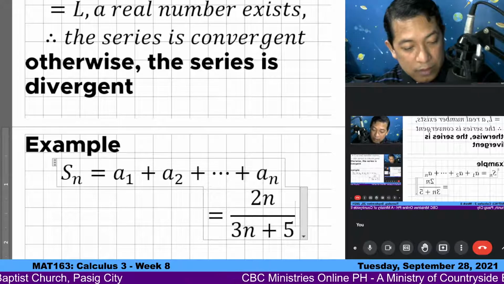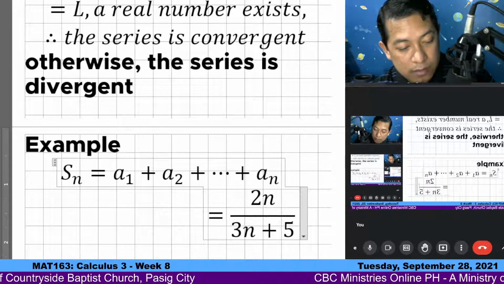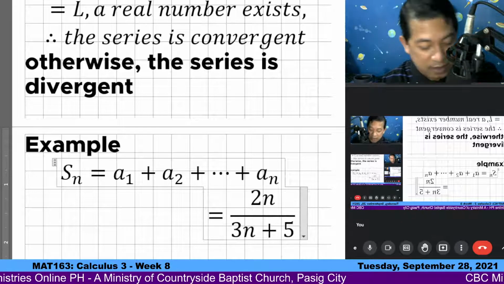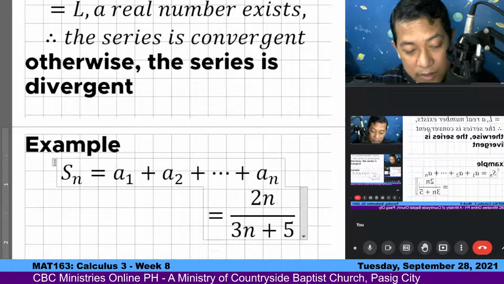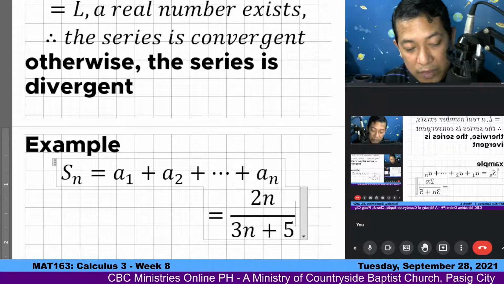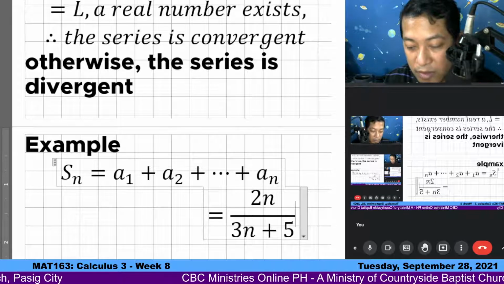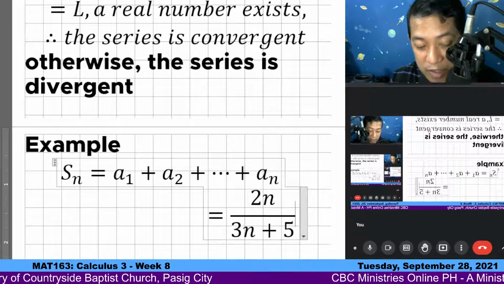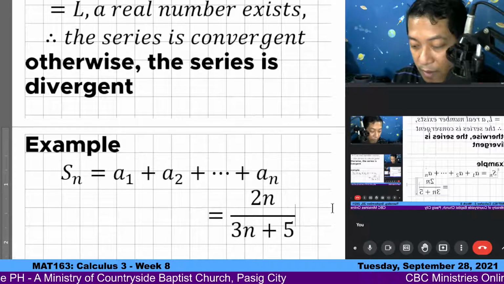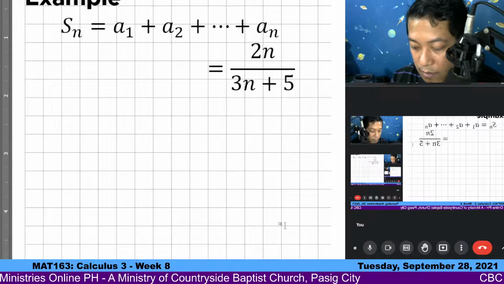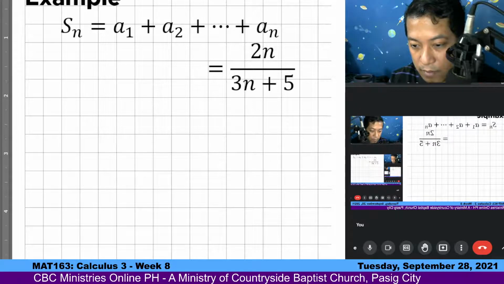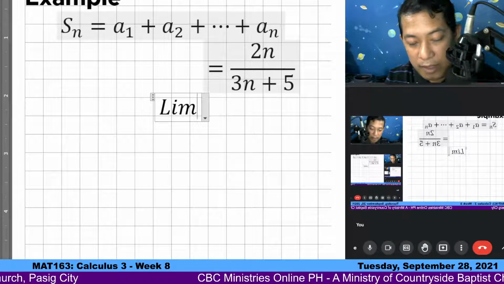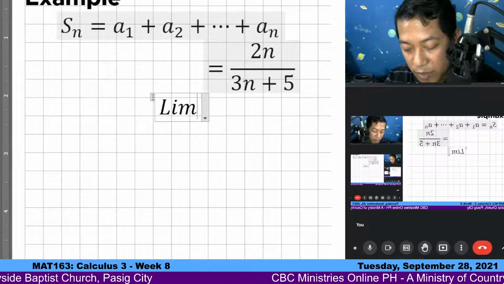Ano nga bang tanong dito? Find the limit of the sequence. So there's a limit in the sequence. So we could always manipulate this. Kung yun yung sum definition, we could focus on the given sum 2n all over 3n plus 5, and we could get the limit of that. So supposing we are getting the limit as n approaches infinity. So that's the assumption that we have here.